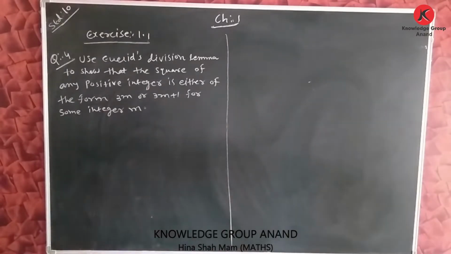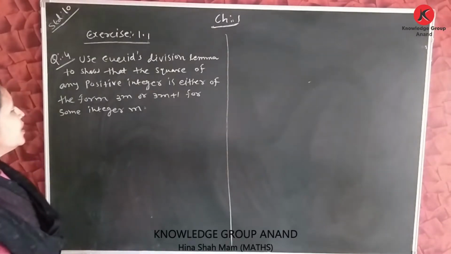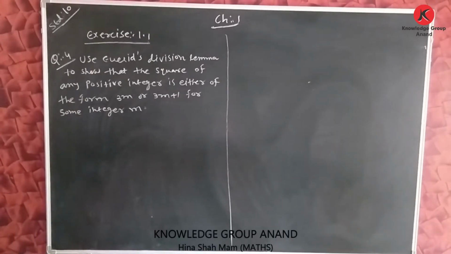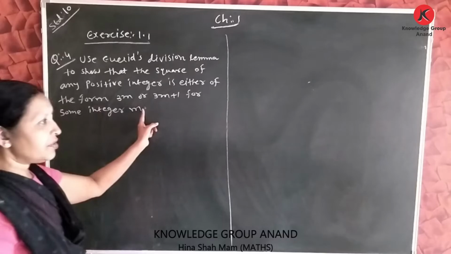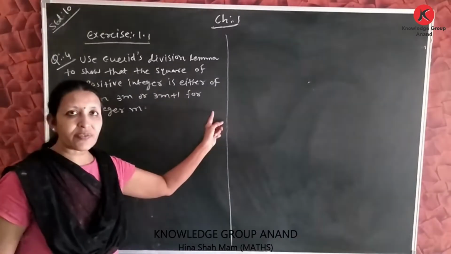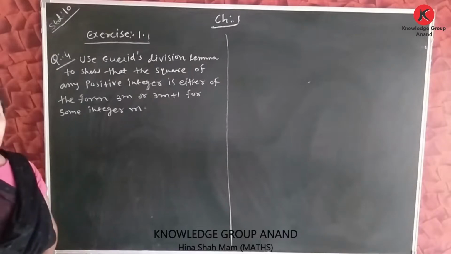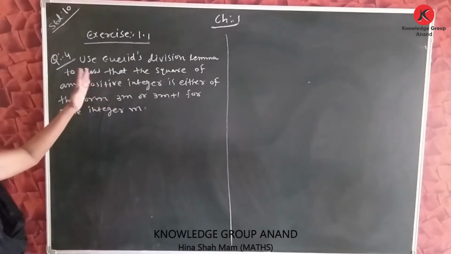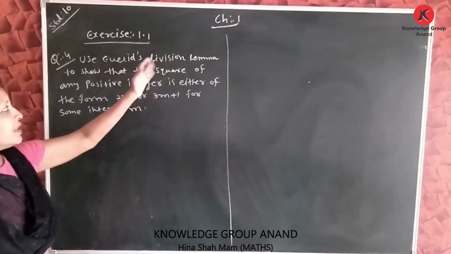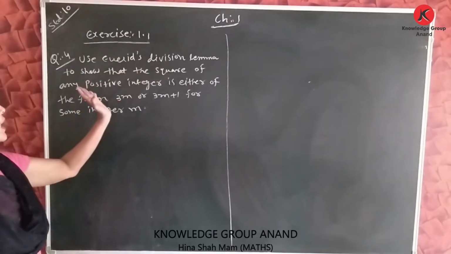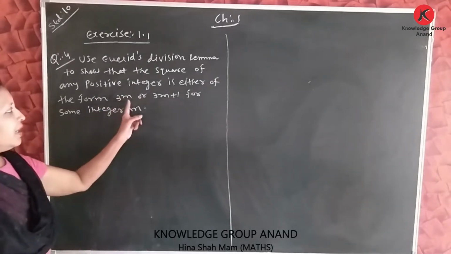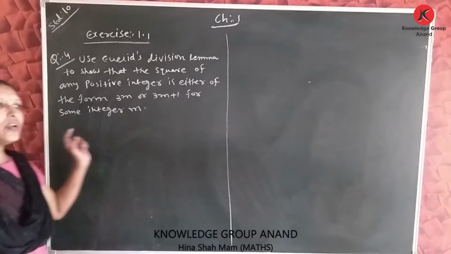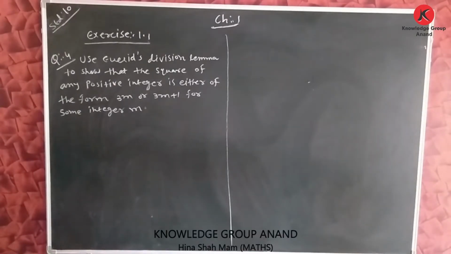Exercise 1.1, question number 4. Use Euclid's division lemma to show that the square of any positive integer is either of the form 3m or 3m plus 1 for some integer m. It is like question number 2.